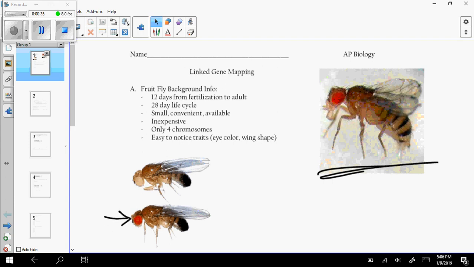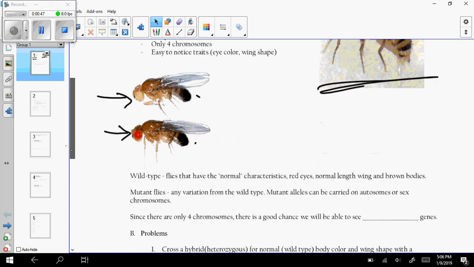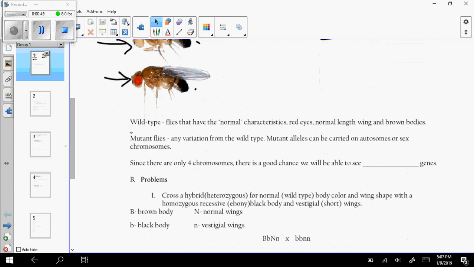Here's some cool traits. So all of the normal traits, we call them wild. So having red eyes, that's wild type. Here's a mutant. To be a mutant is to have white eyes. And then, of course, these are both males, and you can tell because they have the really dark end to them. Okay, I just talked about wild type and I talked about mutant. Since there's only 4 chromosomes, good chance that we're going to be able to see linked genes.